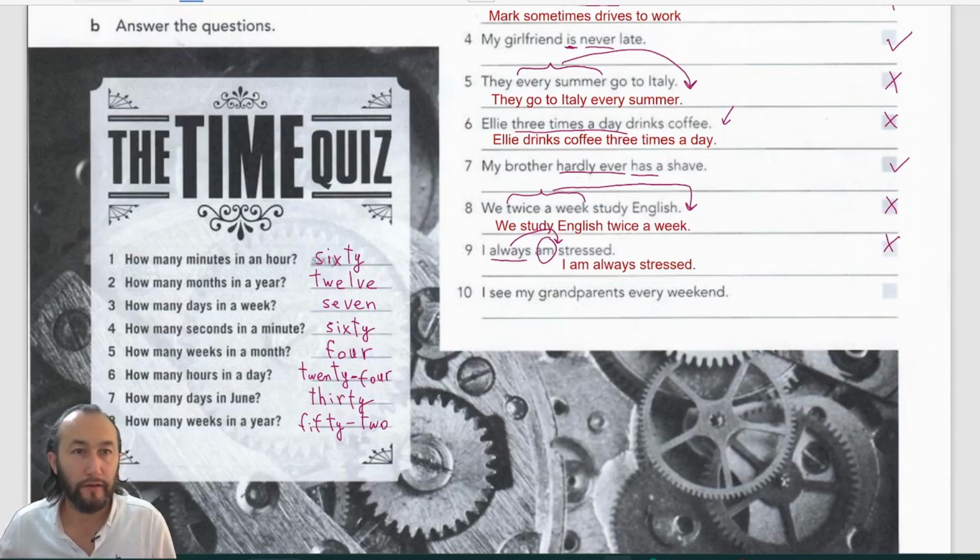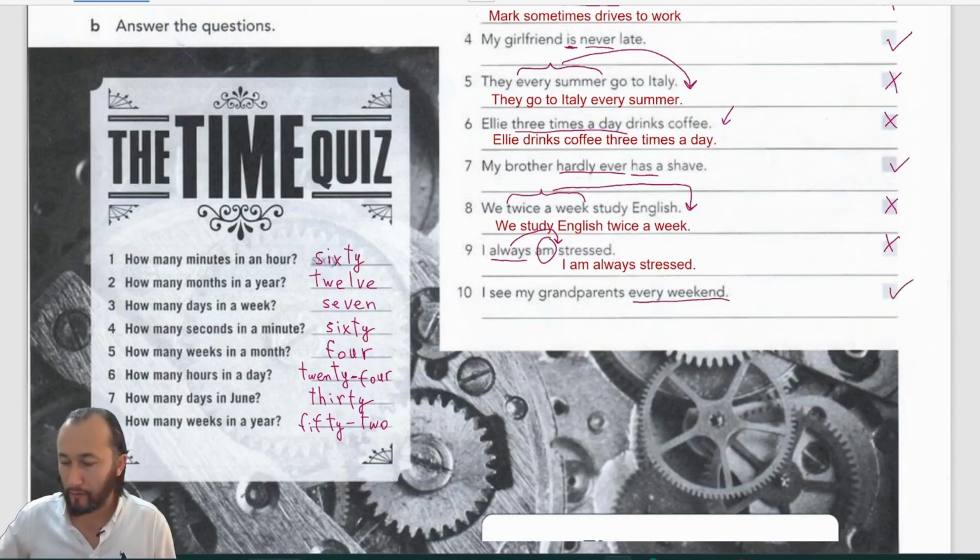Number 10, I see my grandparents every weekend. Hey, that's correct. Every weekend is an expression of frequency, and it's coming at the end of the sentence. That's very beautiful. So now we're going to tick it. And that's it. I think we're done.